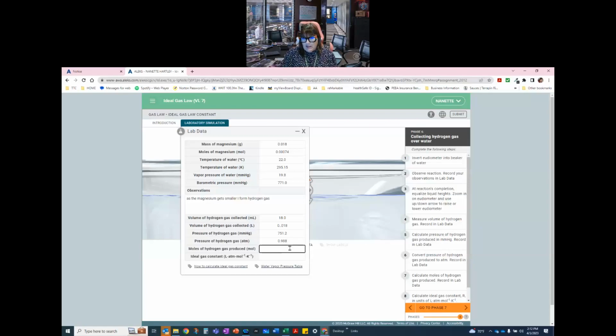And then the moles of hydrogen gas are based on the moles of magnesium that were consumed: 0.0774. Now, I need to calculate the ideal gas constant. And what it says is that the ideal gas constant has units of liters times atmospheres over moles times Kelvin. So I take my liters times the atmospheres divided by the number of moles and divided by the temperature in Kelvin. And so when I do that, I end up with a value of 0.08.